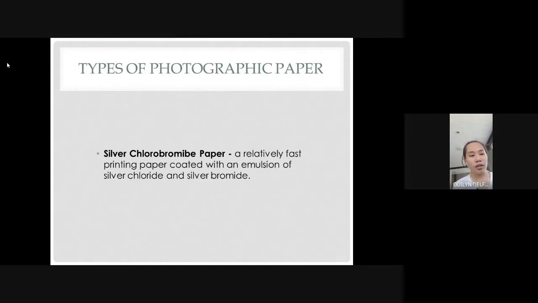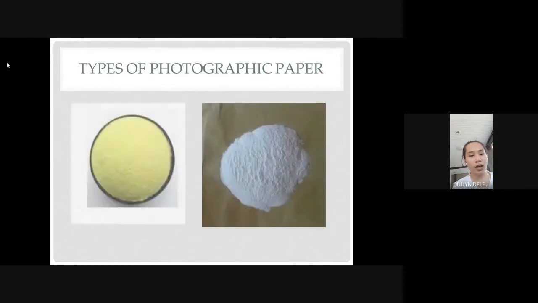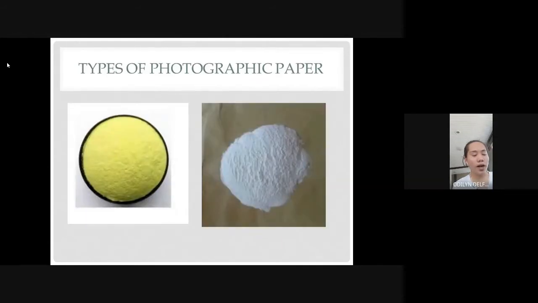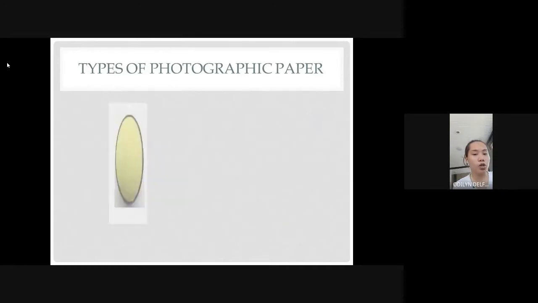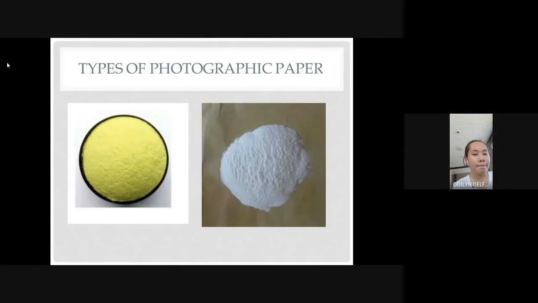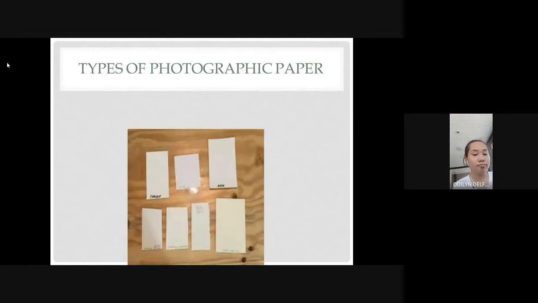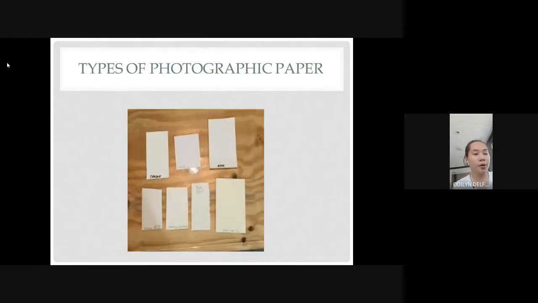Next, please. On the left side is bromide, and on the right side is chloride. Next. This is the example in the picture. This is an example of chlorobromide paper. Next.